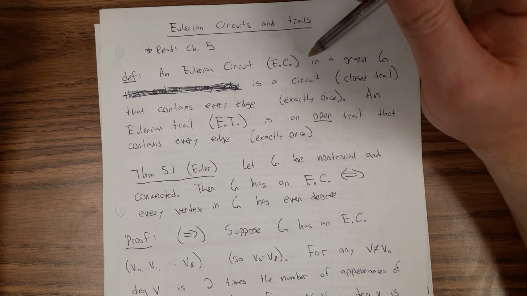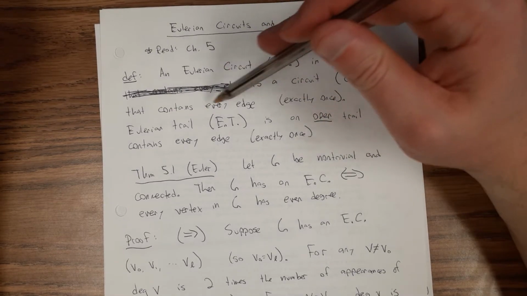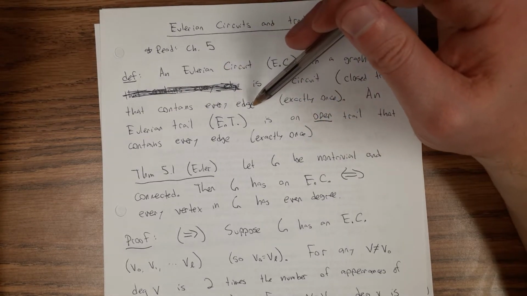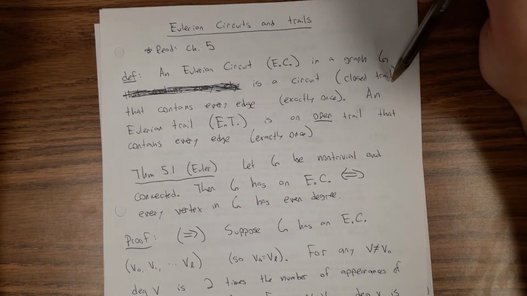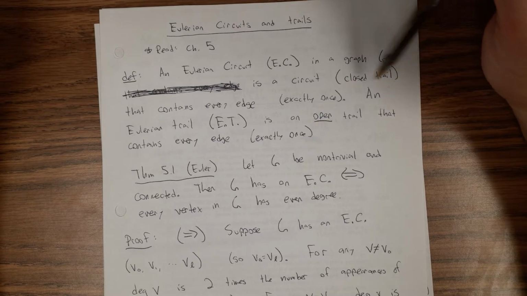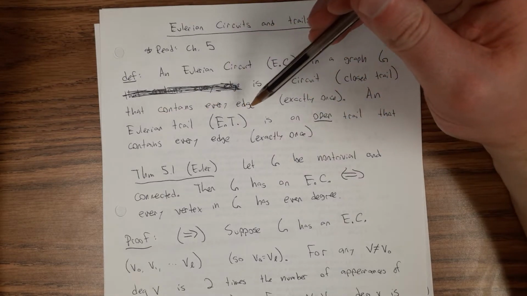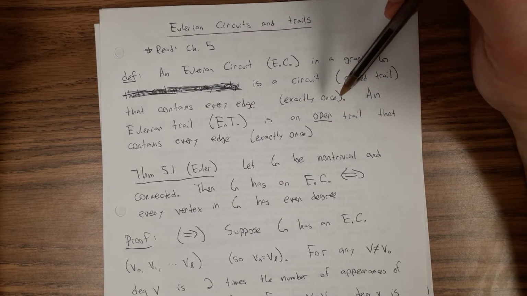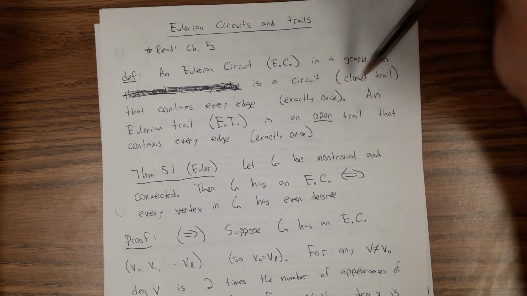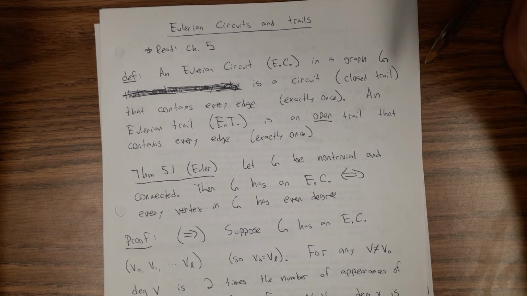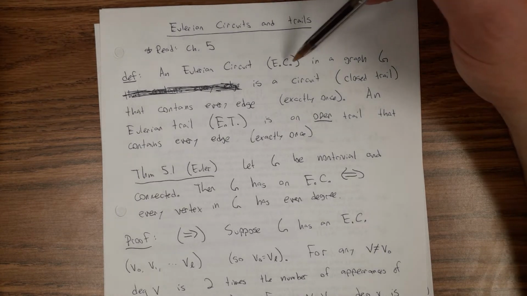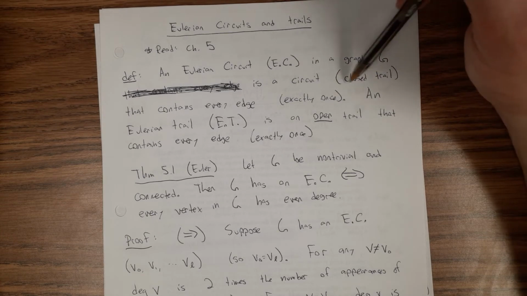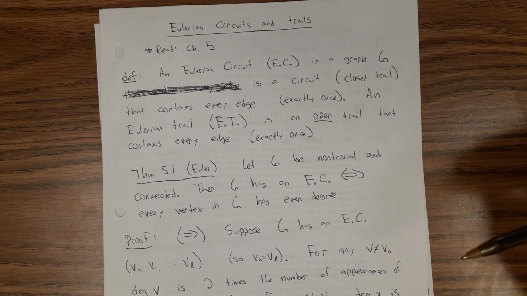And it's an Eulerian circuit if it contains every edge. And keep in mind, I already said that it's a trail, so it can't use an edge more than once. And then I said it has to use every edge, meaning that it uses every edge exactly once. It can't use an edge more than once because then it wouldn't be a trail. So that's what an Eulerian circuit is. It uses every single edge, and it starts and ends in the same place.